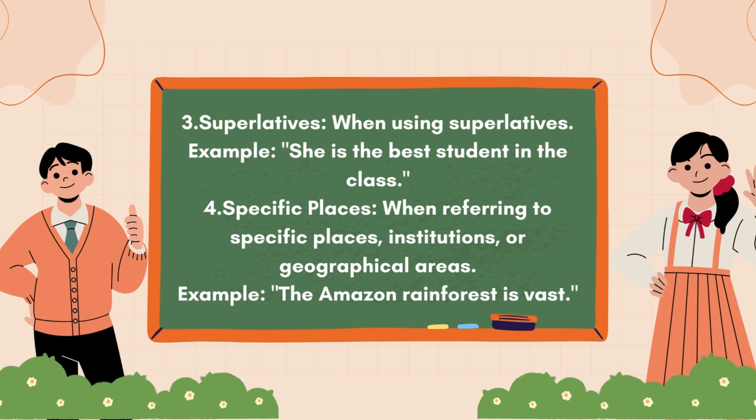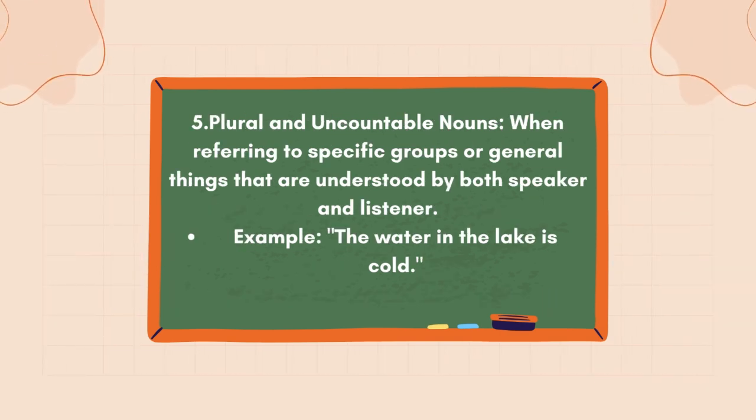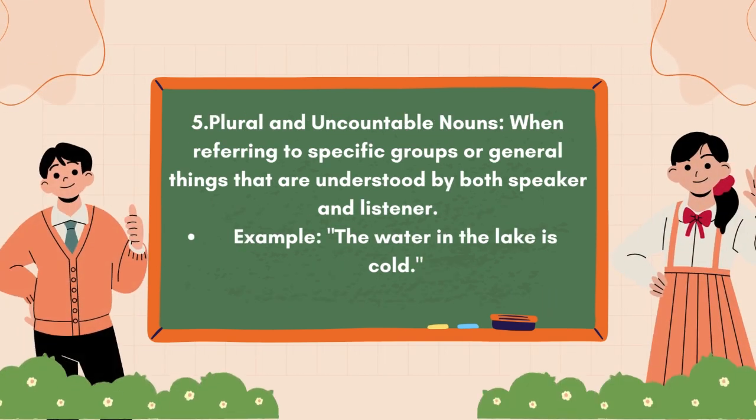Number 4. Specific places. When referring to specific places, institutions or geographical areas. For example, the Amazon rainforest is vast. Number 5. Plural and uncountable nouns. When referring to specific groups or general things that are understood by both the speaker and the listener. For example, the water in the lake is cold.